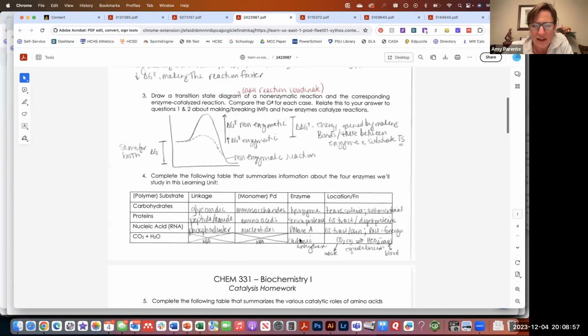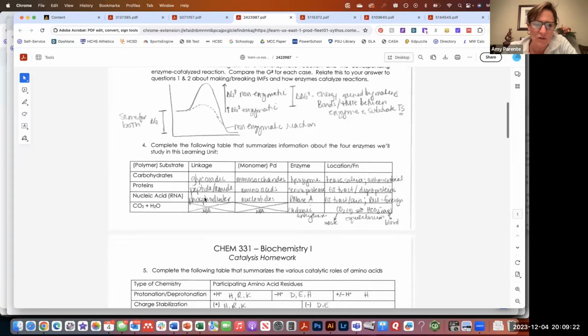Hopefully this is a pretty straightforward way of putting together all the information for the linkages, the monomers, the enzymes, and the location and function for these 4 enzymes that we studied. So again, these were already homework keys that were up there. And if you have questions on any of these in terms of something that is not clear from the key that I have here, let me know that.